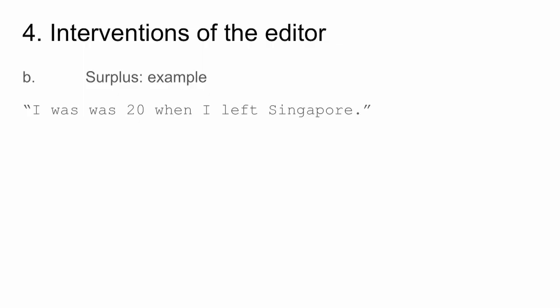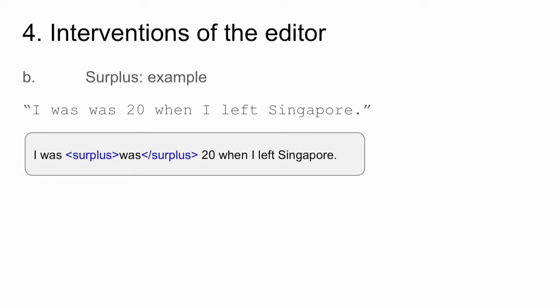So let's, for instance, see this sentence. "I was was 20 when I left Singapore." So here, "was" is written twice. It doesn't make any sense. Clearly, the scribe made a mistake and copied that one more time. So simply, we're going to wrap one of the "was" in surplus, which means that we think this is erroneously present in the text, and the sentence makes more sense without that "was."